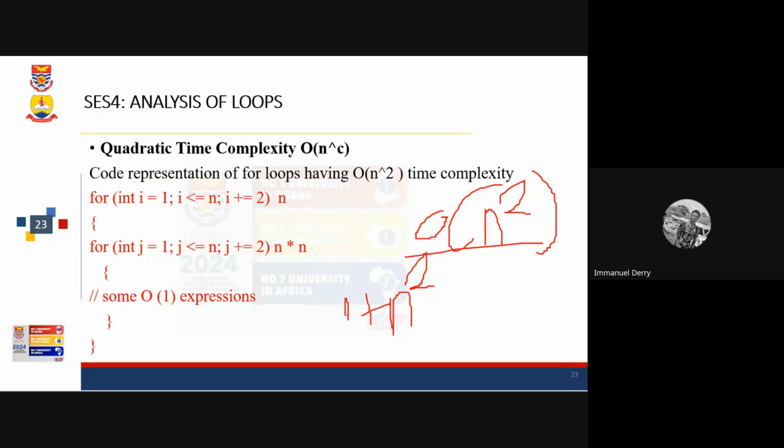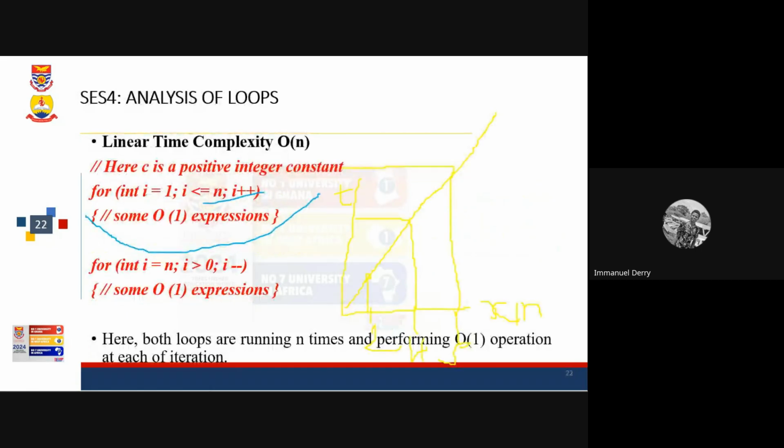Festus. Okay, so please, does this mean that the quadratic time complexity only occurs when a loop is in another loop? That is, when the loop is a nested one, or can it also occur in a single loop? It can't occur in a single loop. This is an example of a single loop, and that is a linear time complexity. Oh, okay. Thank you.